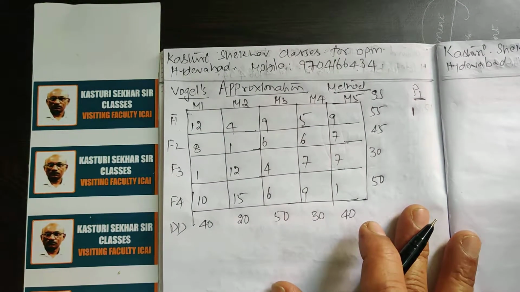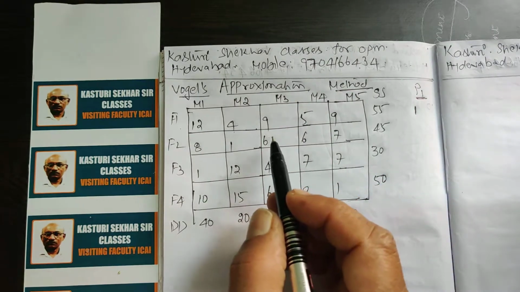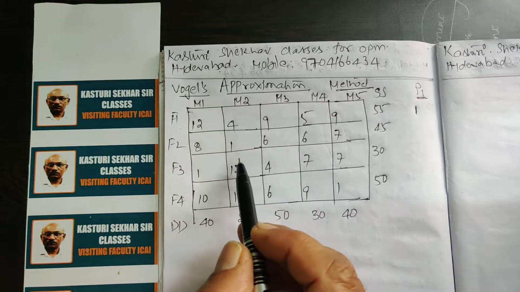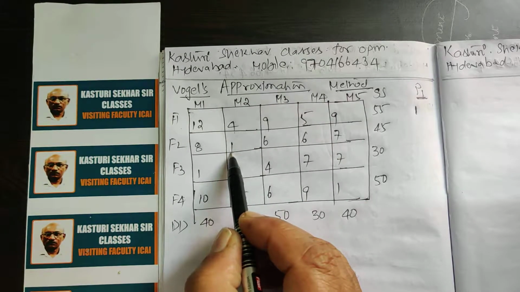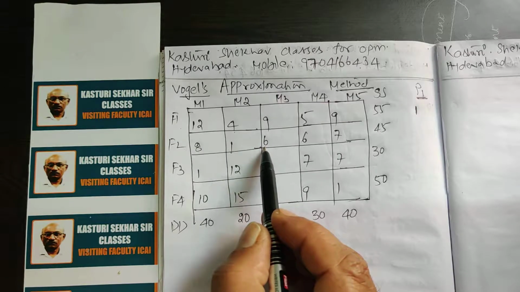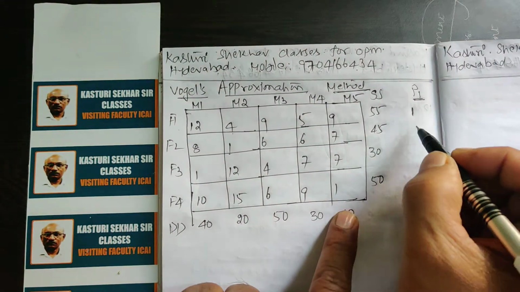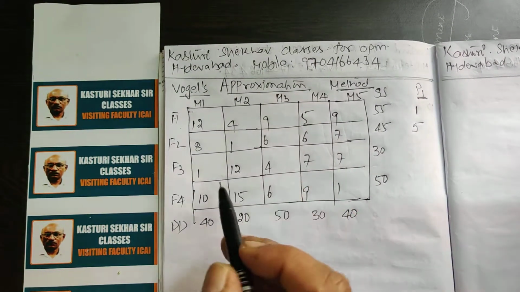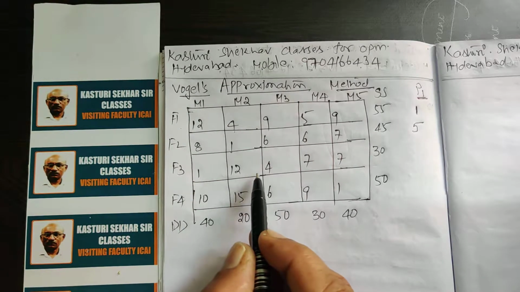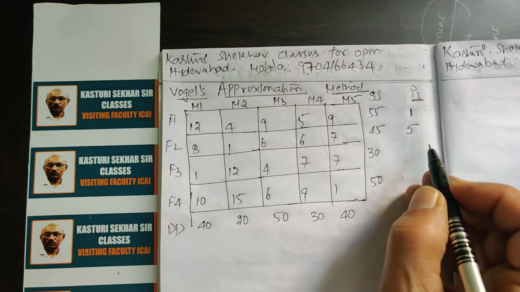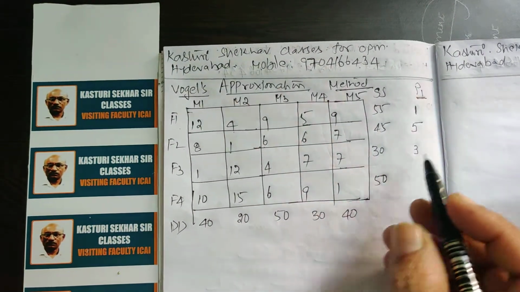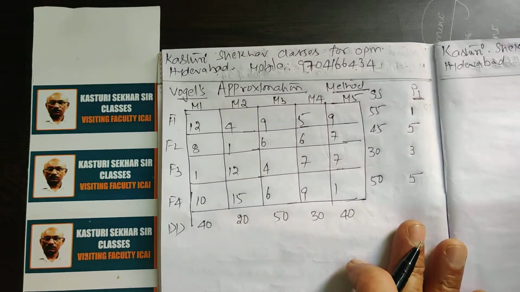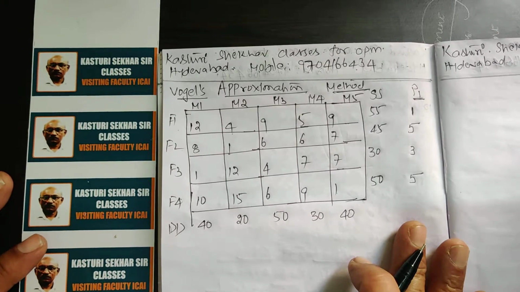Go to the second row, repeat the same process. That is, find the difference between lowest cost and second lowest cost. Lowest cost is 1 rupee, second lowest cost is 6 rupees. So difference of these two is 5 rupees. Now third row, lowest cost is 1 rupee, second lowest is 4 rupees. Difference of these two is 3 rupees. Here 1 rupee and 6 rupees. Difference is 5. This way row wise penalties are calculated.